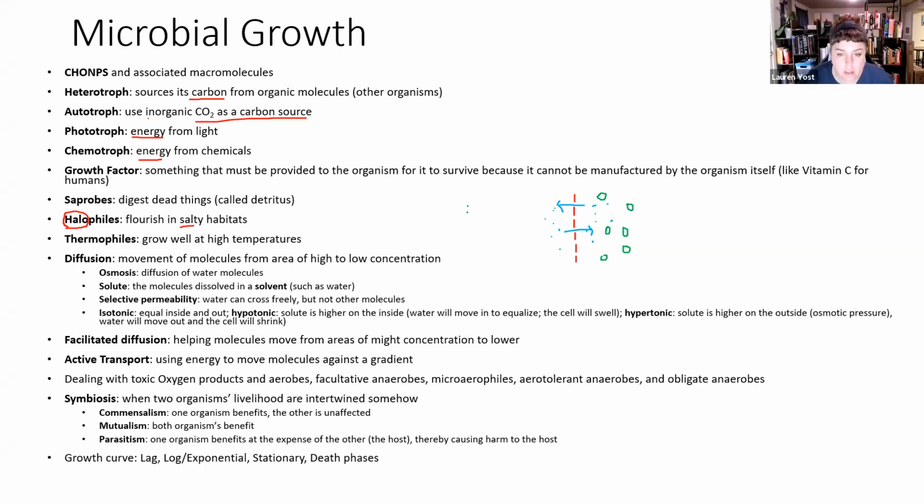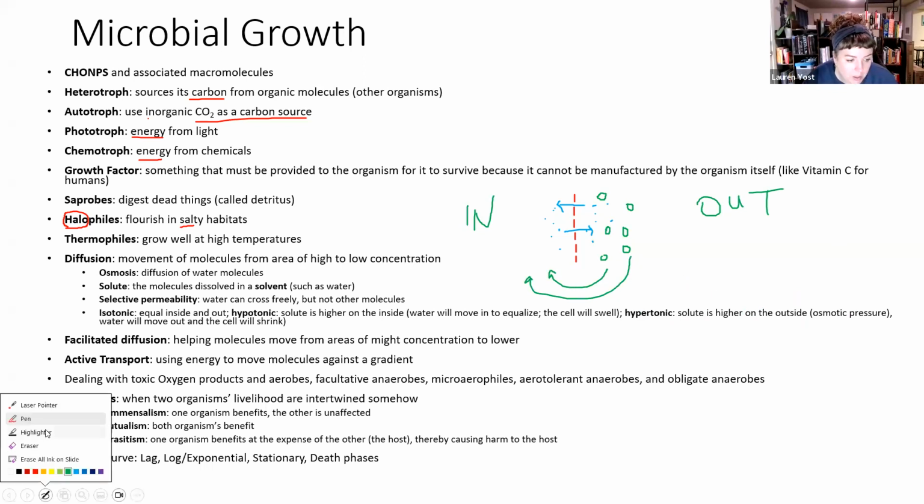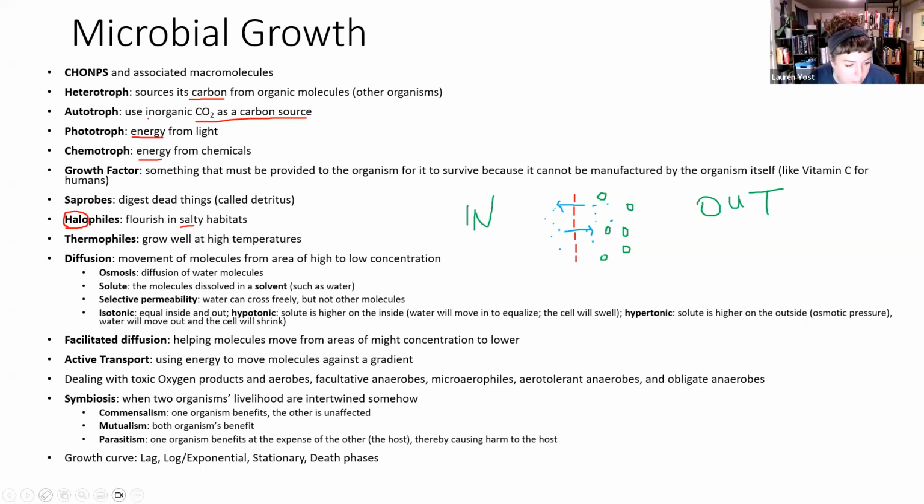So let's say that this is inside and this is outside of a cell. We've got a ton of sugar on the outside of the cell and none on the inside. Ideally, in a perfect world, you would want to move these sugar molecules inside to equal out the concentration, but we can't do that because we are selectively permeable. Only water can move, okay?